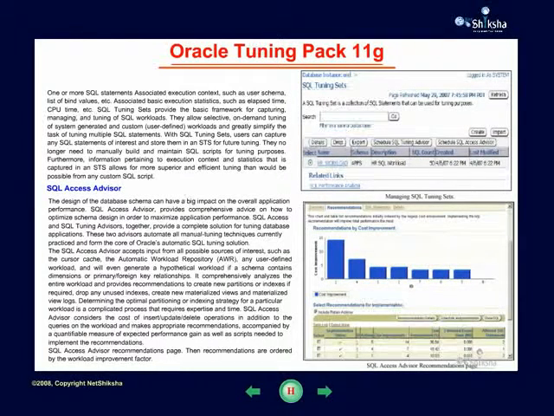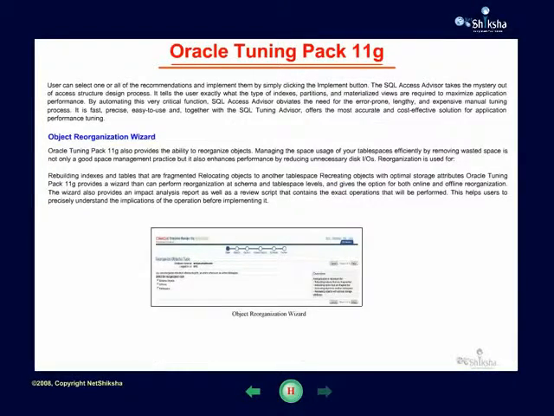The recommendations are ordered by the workload improvement factor. The user can select one or all of the recommendations and implement them by simply clicking the Implement button. The SQL Access Advisor takes the mystery out of the access structure design process. It tells the user exactly what type of indexes, partitions, and materialized views are required to maximize application performance.